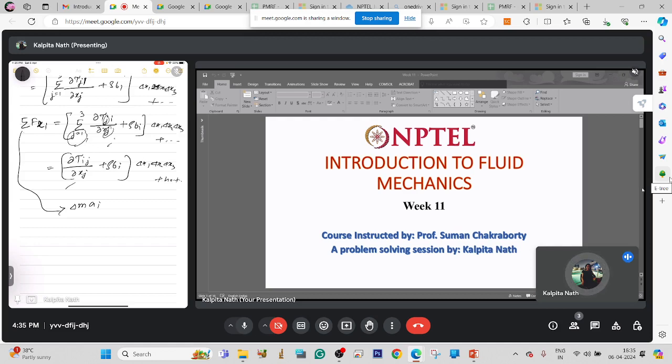I'll give you 1 minute. Can you write this del m into acceleration? What will be the formula for this? Please write this down.